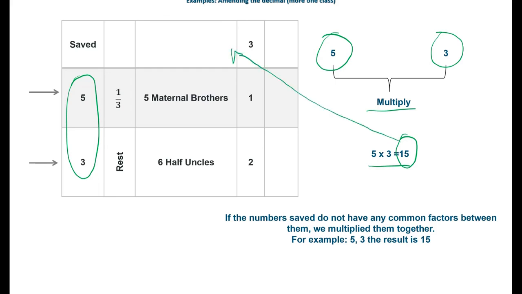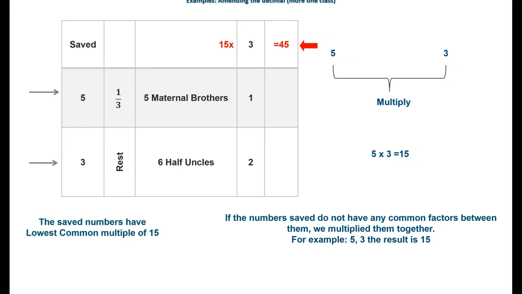15 times 3 equals 45. And then we do 15 times 1. And then we do 15 times 2. And now we have a new total share with new shares. The end.